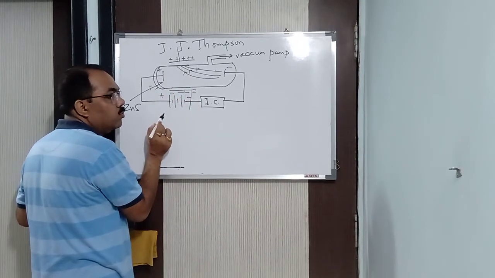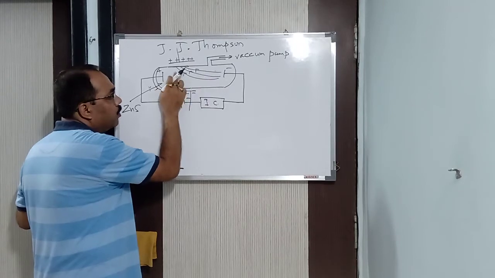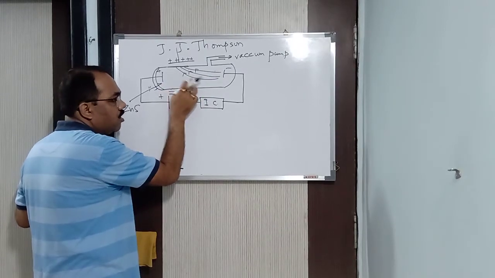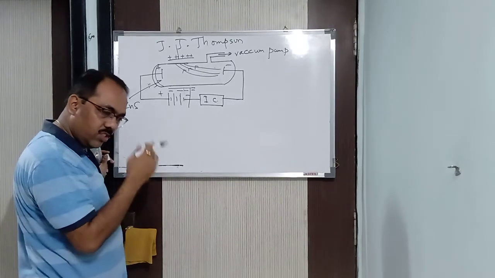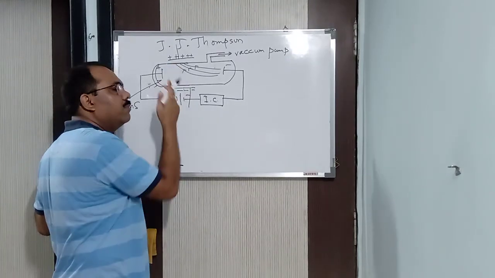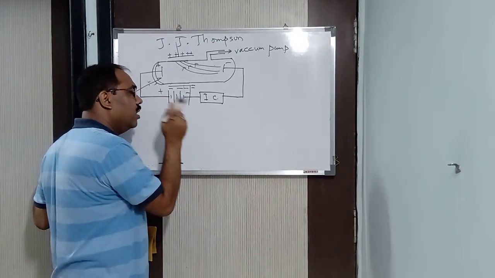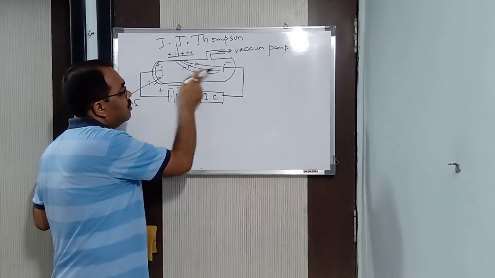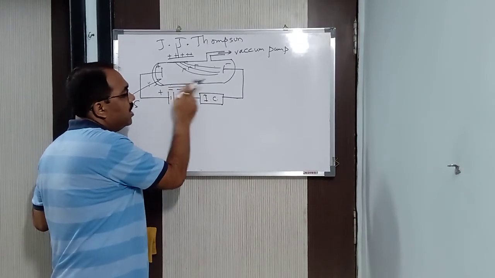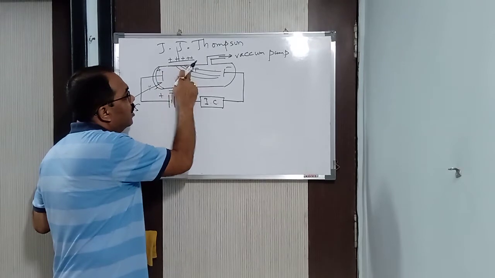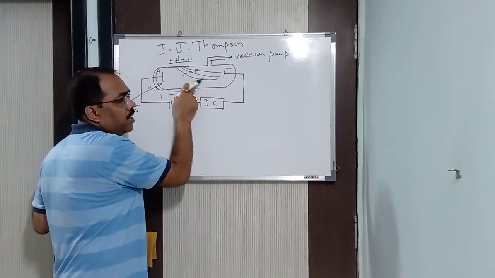What does it prove? That the rays traveled from negative to positive. That means the rays consist of negatively charged particles. For that reason only, it got deflected towards the positive plate. Suppose the rays had contained positively charged particles, they would have deflected towards this side, and this side would have glowed. But this side is not glowing. Which side is glowing? This side is glowing. The glowing only indicates that the rays consist of negatively charged particles.